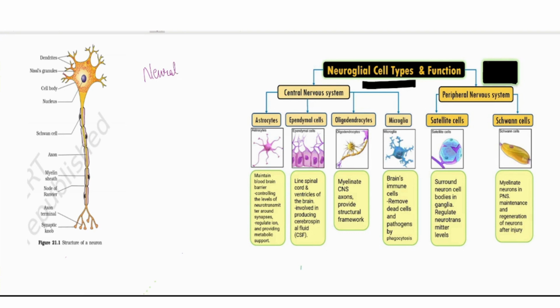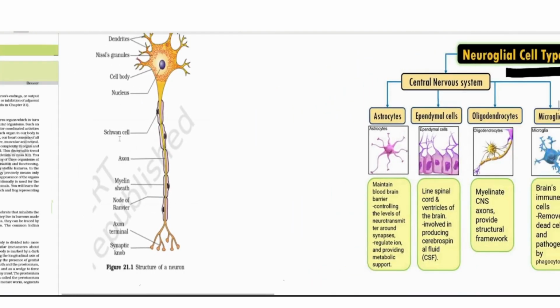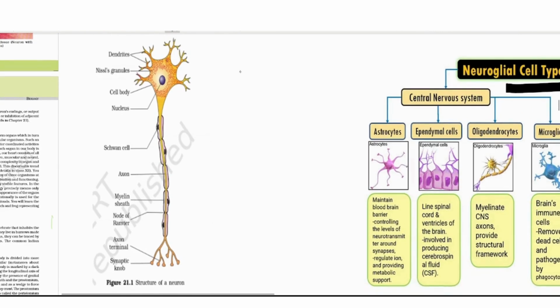Okay, so in the neural tissues we should know about the neurons. If we know the neuron structure, then we can simply understand the neurons and their functions, right? So let us start with the neuron structure. Here is the structure of the neuron. We know very well about the structure of the neuron.